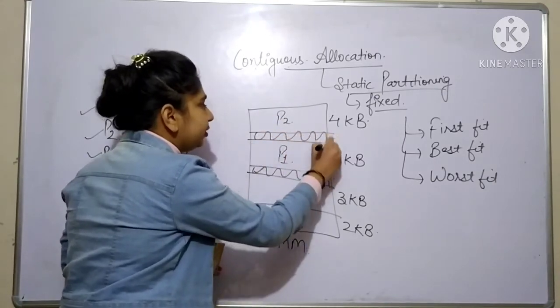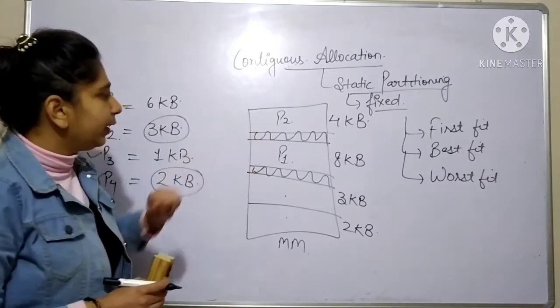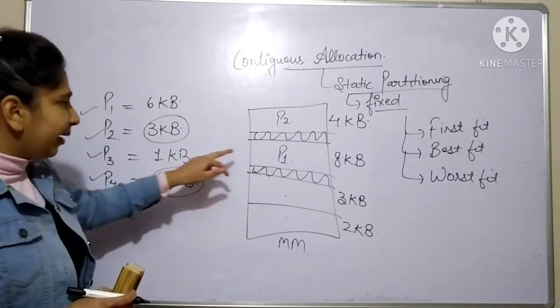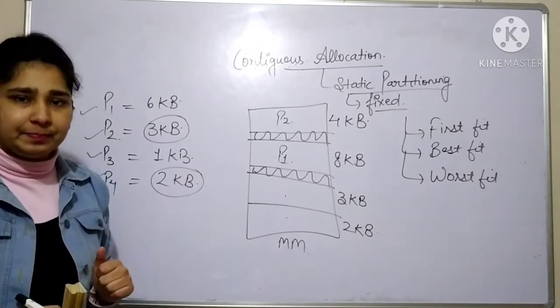I am going to store my process P2 here, and my 1 KB of main memory space is going to be wasted.